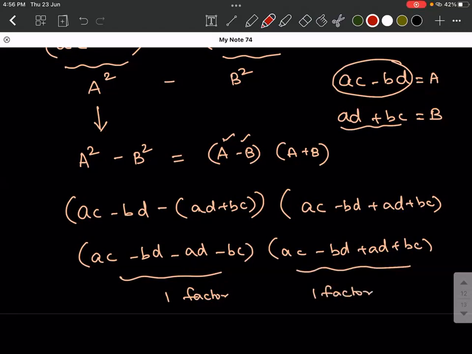Now check which option matches. AC minus BD minus AD. The second factor is matching, no? AC minus BD plus AD plus BC. So the second factor is matching. So that is why, if you read the question carefully, they ask for one of the factors. They didn't ask for both the factors. So option A is the right answer.